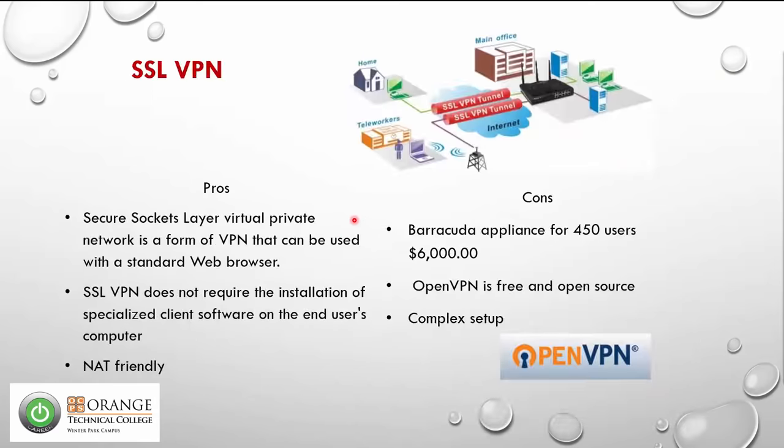Another popular protocol for VPN is SSL, Secure Socket Layer. It can be used with a standard browser, so you can build it into a normal web browser, and a user can access a corporate network through a web browser. It does not require the installation of a special software client on the end user's computer. It is NAT friendly. But just to give you an idea, a Barracuda appliance, a concentrator that uses SSL for 450 users, was about $6,000. So if you want some serious appliances to allow SSL VPN, it's pretty expensive.